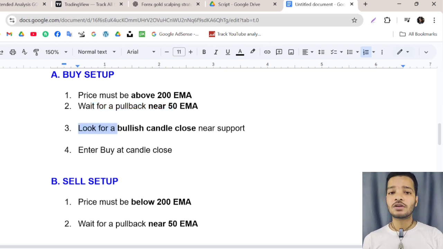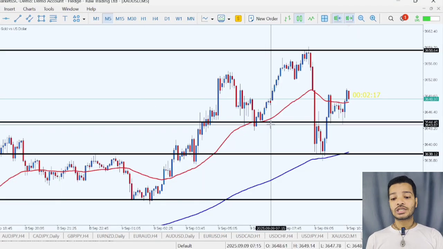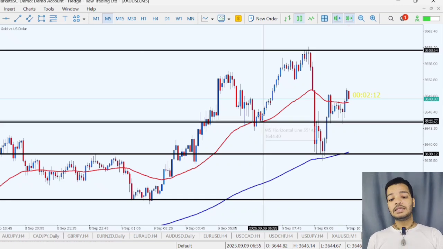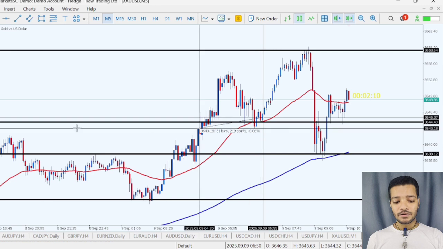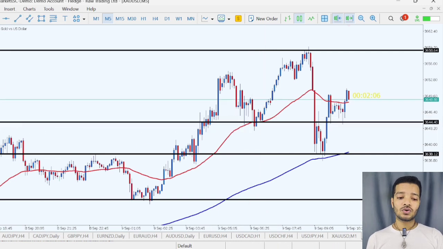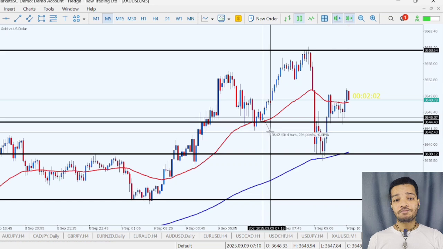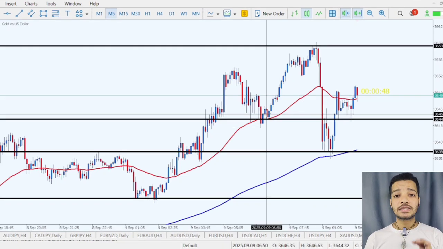Without any candle confirmation, don't trade blindly. So look for a bullish candle close near support. So that's what we are looking for, a bullish candle after the nearest pullback to the 15 EMA. So this is a pullback, and this is a support zone, and this candle is above the 15 EMA. Then we trade a buy setup. So this is your buy candle.